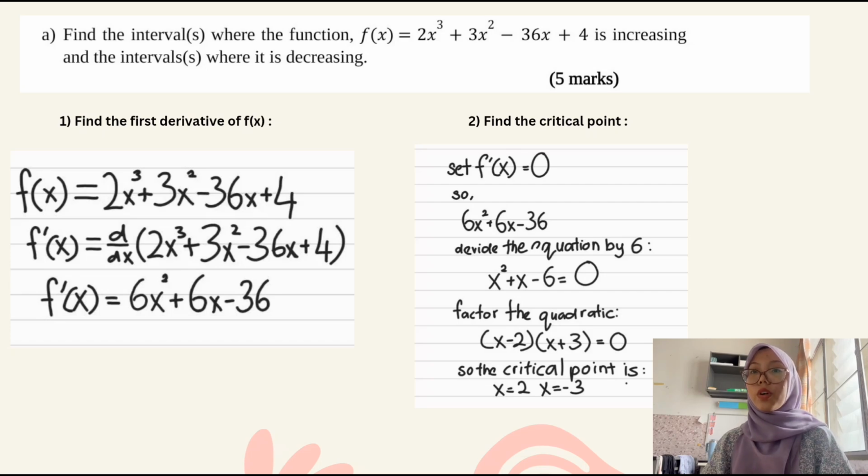To find the critical points, we need to solve f'(x) = 0. So we get 6x^2 + 6x - 36 = 0. We divide the entire equation by 6 to simplify it, so x^2 + x - 6 = 0. Now we need to factor the quadratic equation and we get (x - 2)(x + 3) = 0. So the critical points are x = 2 and x = -3.